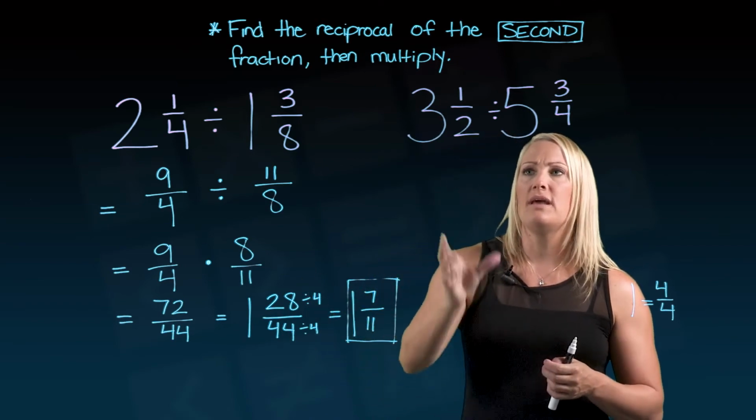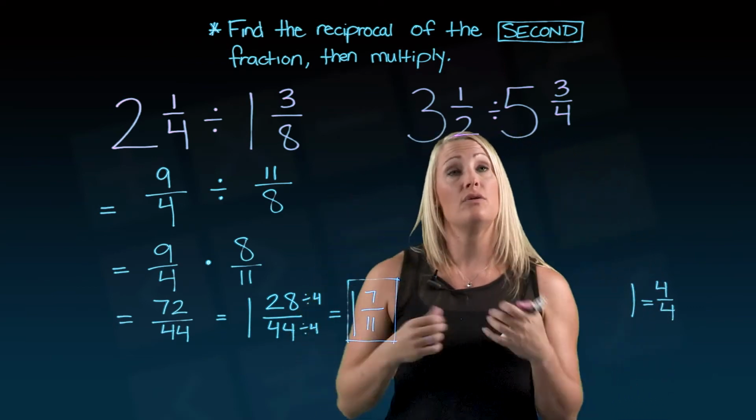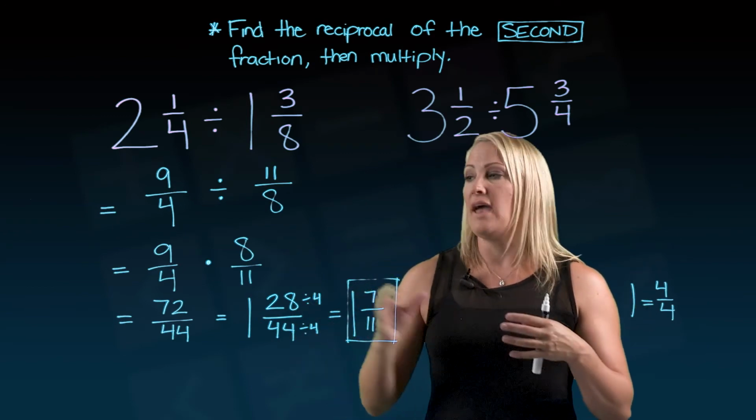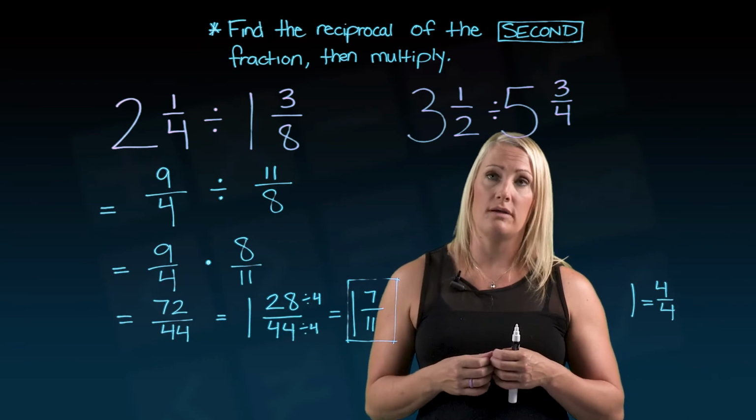Why don't you take a minute and try the one here above me. Make sure you start with making those mixed numbers into improper fractions. And then doing what I did over here to multiply. And then if you have to reduce, you can go ahead and do that.